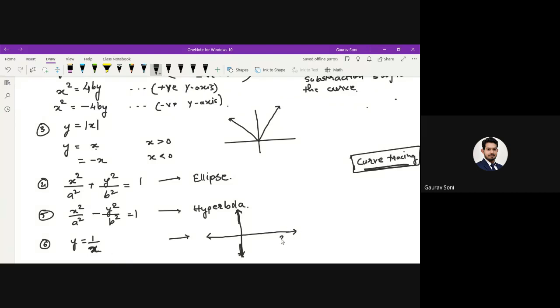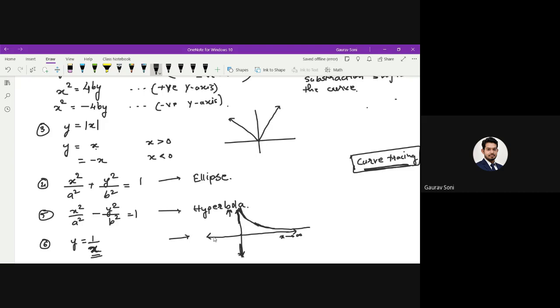So what will happen is, as x tends to infinity, the value of y is becoming zero. Okay. So at infinity, this should be like this. At x equal to 1, y will become 1, right? Now, as y tends to infinity, what is happening? x will become 0, right? So the value of x is 0 on the y-axis, so it will go near the y-axis. This happens for the values of x which are greater than 0.